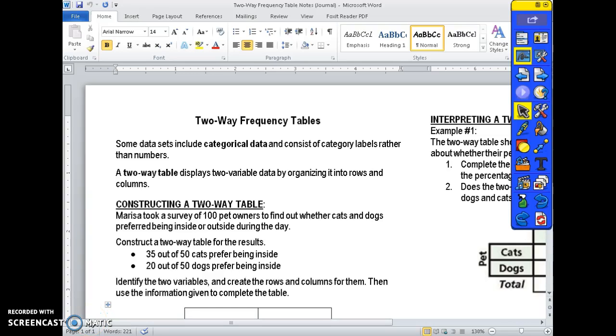This is the two-way frequency table notes for page 36 through 39 in your journals. Two-way frequency tables are where some data sets include categorical data and consist of category labels rather than numbers. A two-way table displays two variable data by organizing it into rows and columns. So how do we construct these tables?